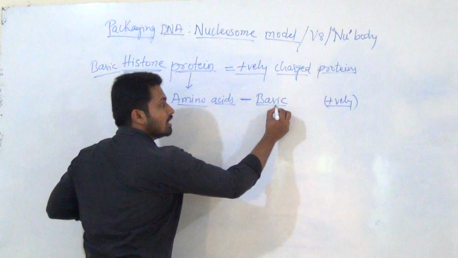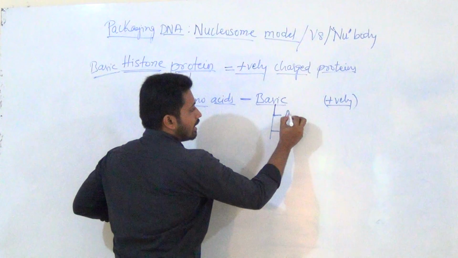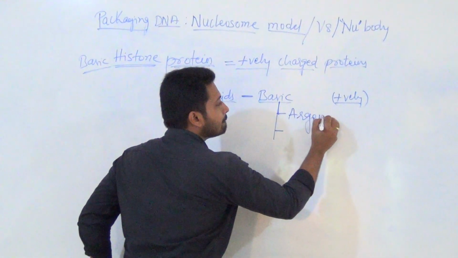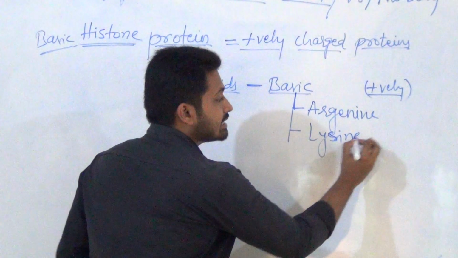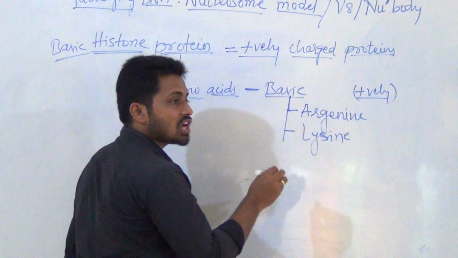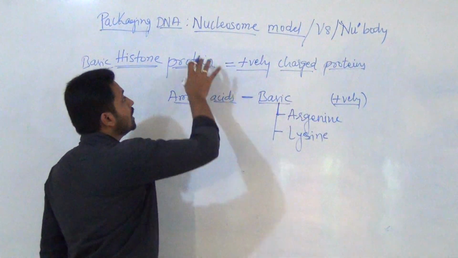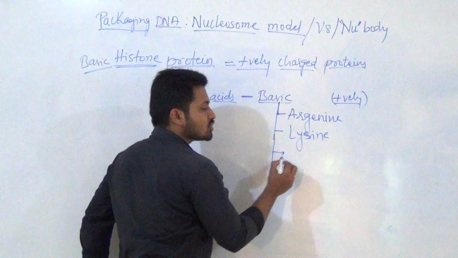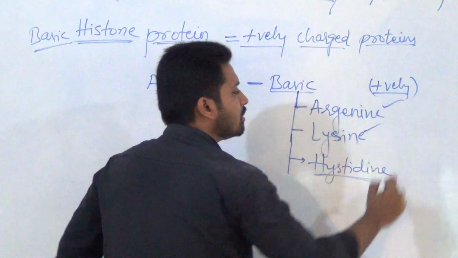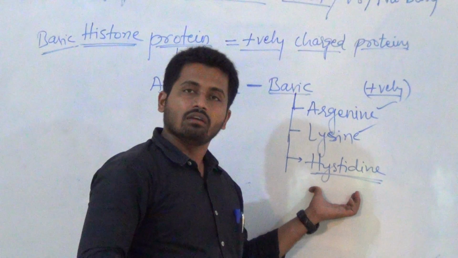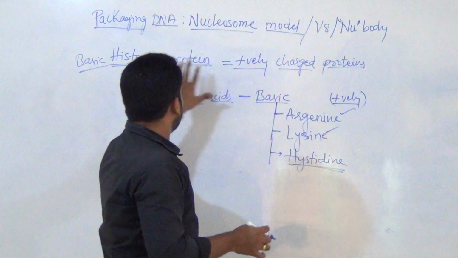Which are those amino acids? That is again important for entrance also. That is arginine and lysine. Arginine and lysine, these are the two basic amino acids which are present in rich form in these histone proteins. Another, a third, is also there, called histidine. Histidine, okay, you have to remember these two, it's okay. Histidine is also there, which is a basic amino acid. By the polypeptide chain of these amino acids, protein is going to form.